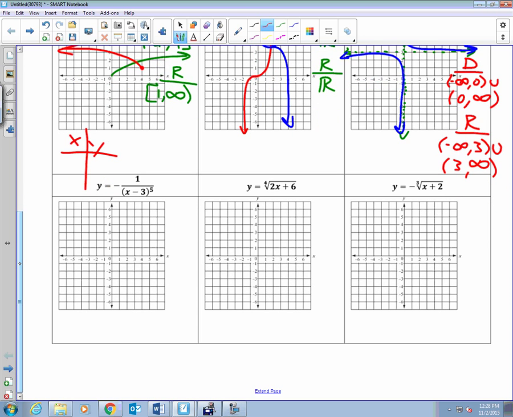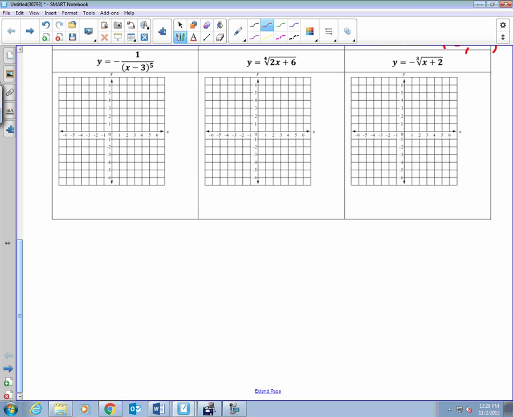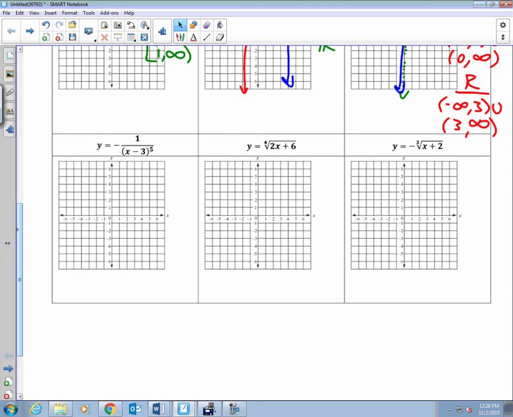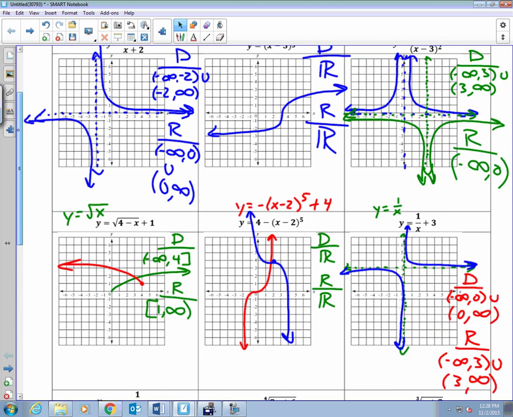Okay, we're going to do 3 more, and then we're going to let you work. Uh-oh, now we have a 5th power one. Ooh, we haven't even talked about that yet, have we? Well, it's in the denominator. It's a rational function with a 5th power.